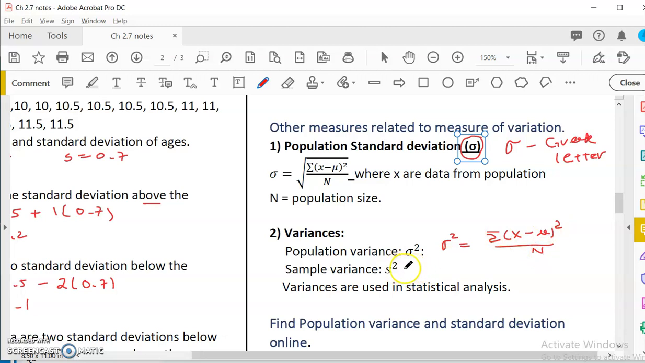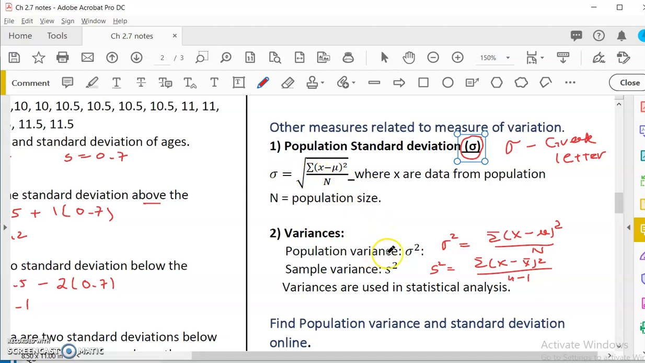And then what about sample variance? It is before you take the square root, so sigma (x minus x bar) squared divided by n minus 1. So before you do the square root. They don't have their own symbol.